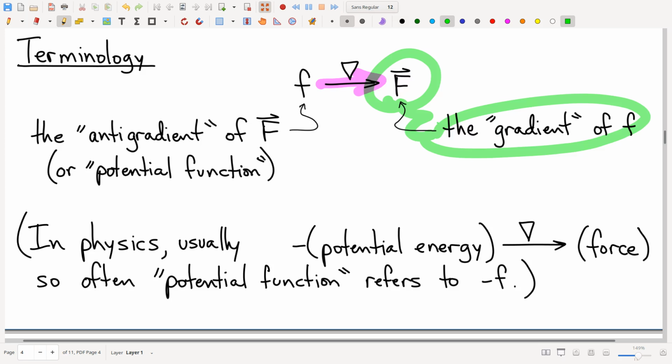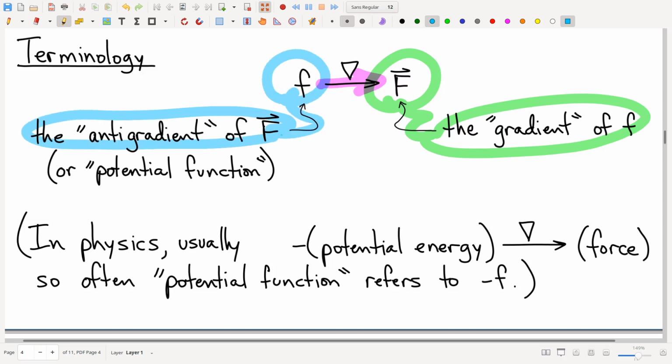Now, I'm going to point out we've been in this situation before. In single variable calculus, derivatives. If you have a function, you take the derivative. The result is called the derivative. If you have a derivative and you want to kind of undo that, antiderivative, yeah. So, call me crazy. Seems to me that this input should be called the anti-gradient of the vector field F. Seems very natural to me.